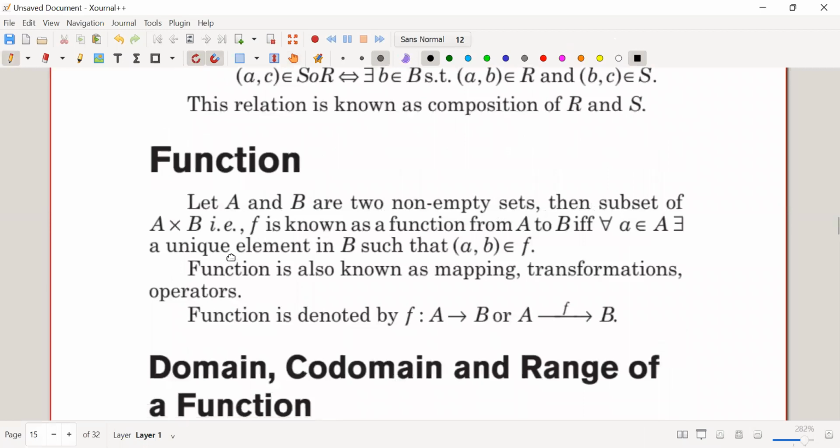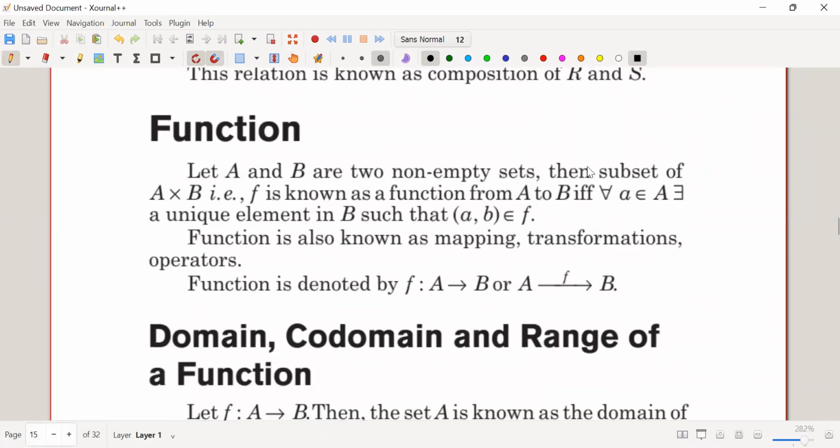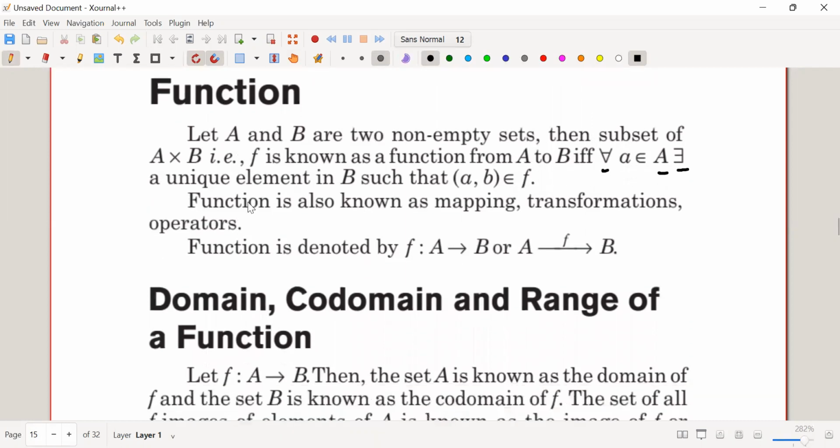Function. Let A and B be two non-empty sets. Then a subset F of A cross B is known as a function from A to B if for every element of A there is a unique element in B. In this place, it is unique that I am talking about. Okay, right? A function is also known as mapping, transformation, operators.